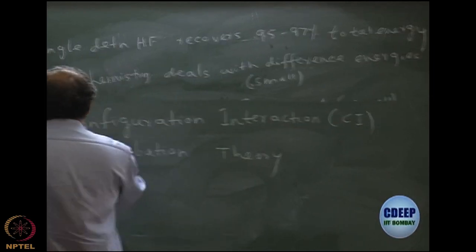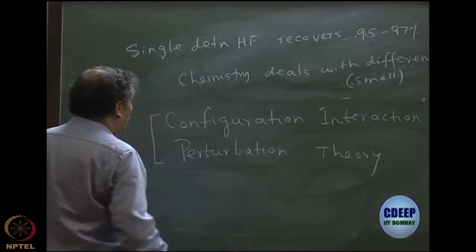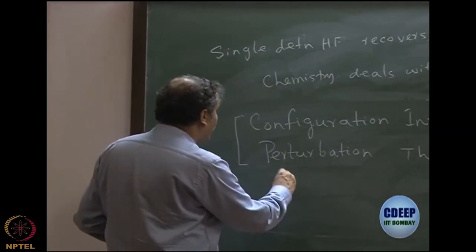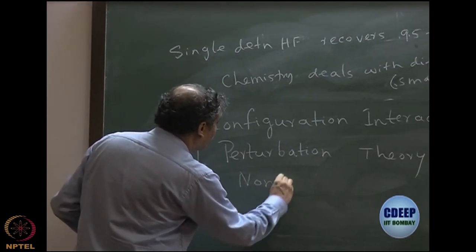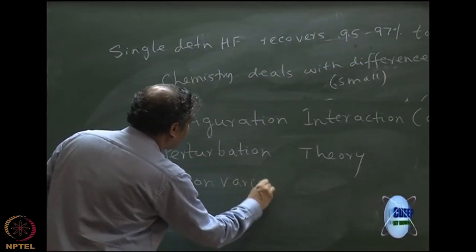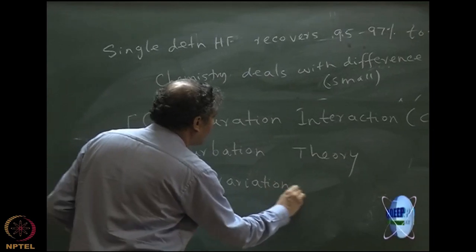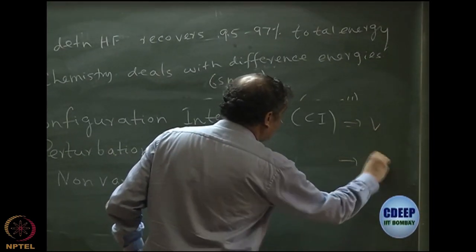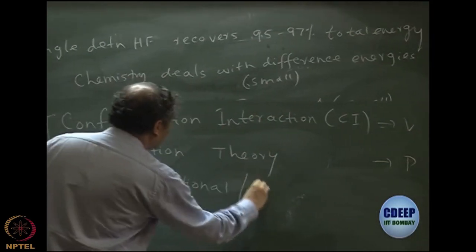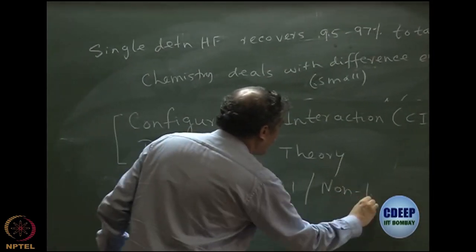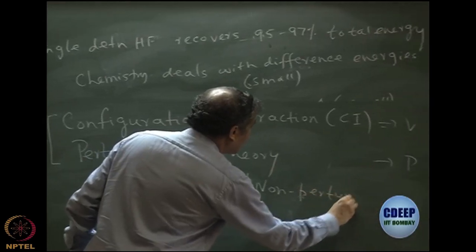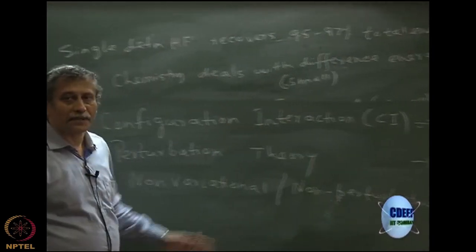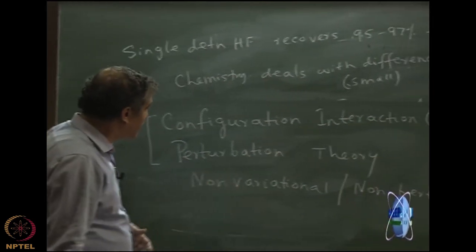These two theories became very, very important. Much later, in the 60s and the 70s, there are theories which came which were really not variational. Remember, CI is variational, and this is perturbative. So neither variational nor perturbative, non-perturbative. There are theories which came which were neither variational nor perturbative, and these are very, very interesting theories.